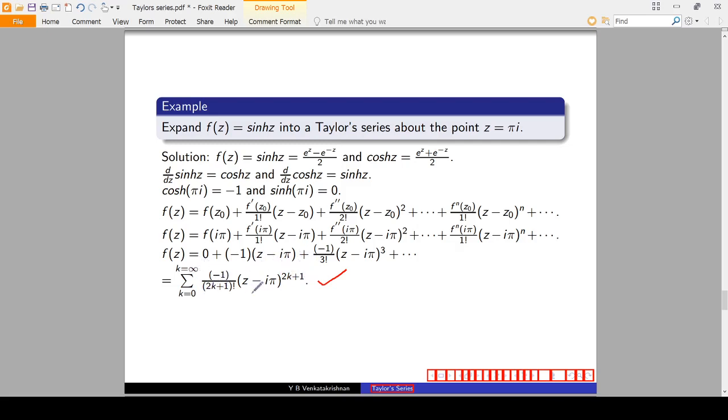So this gives the summation notation of the Taylor series of the function f of z is equal to sinh z.